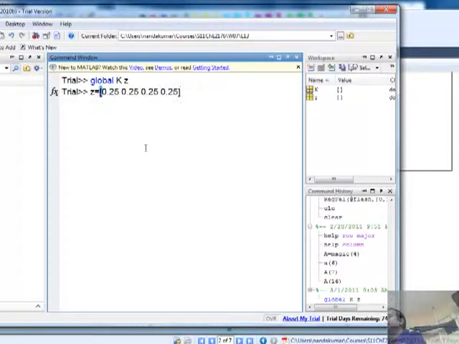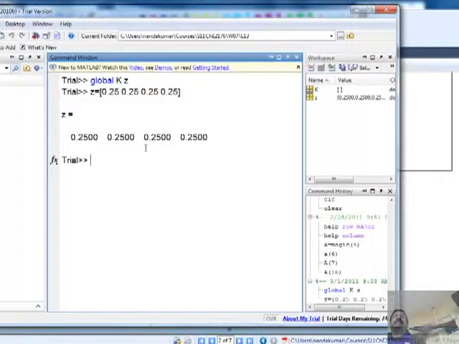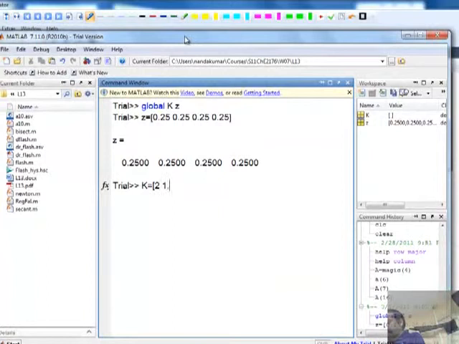But our program is not going to check that. You could build that if you like. And K is going to be equal to, I'm not sure what numbers I put in there, 2, 1.5, 0.5, 0.1.